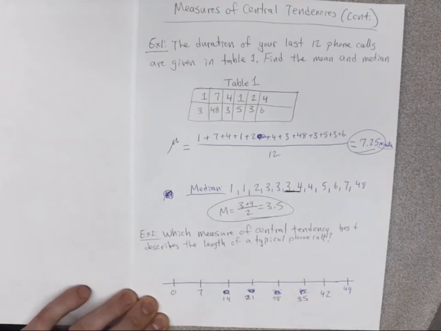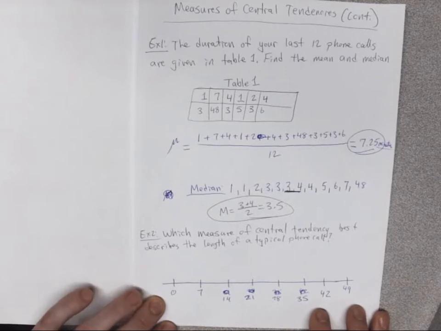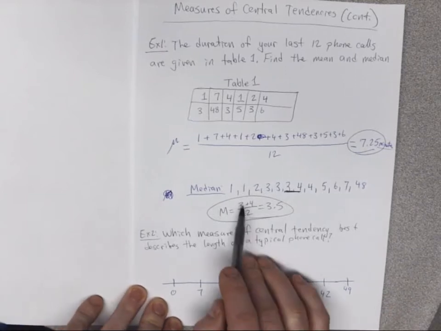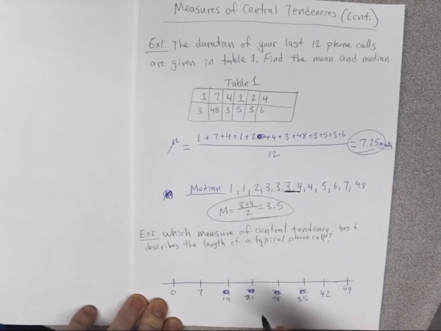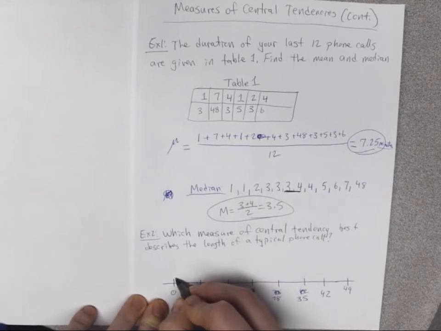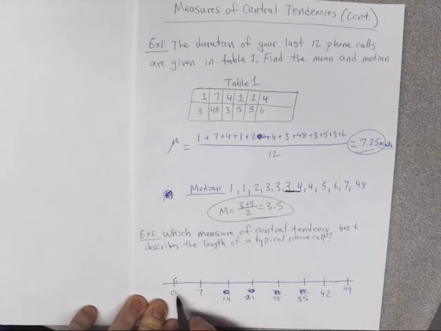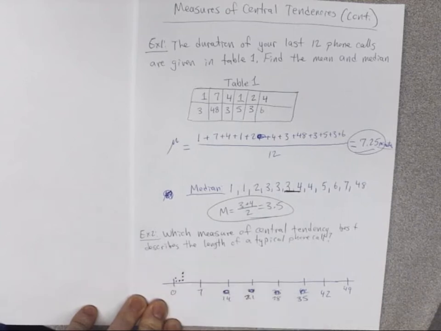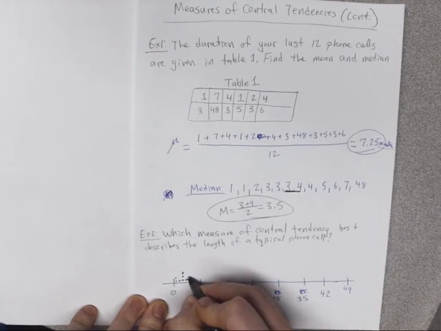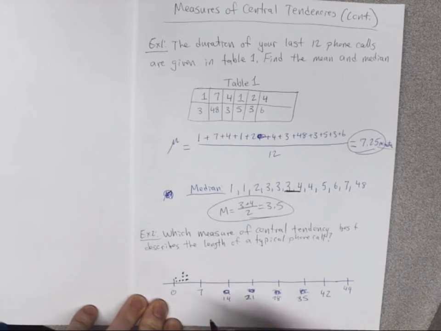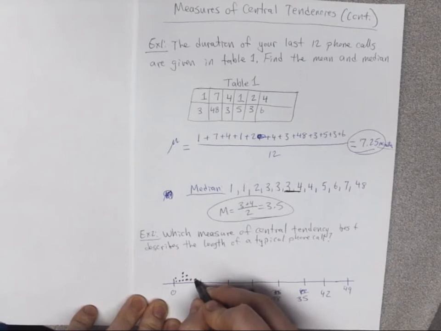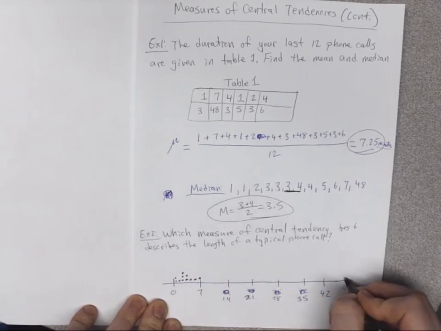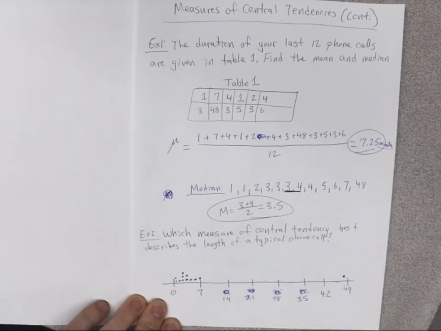And now I'm going to draw dots everywhere a phone call occurred. So I'm going to go based off of this ascending order that I just wrote here. So I have 2 at 1, so just 2 dots here, and then 1 at 2, and then 3 at 3, 1, 2, 3, 2 at 4, 1 at 5, 1 at 6, 1 at 7, and then 1 at 48. Sorry, it's a little small. Should have drawn bigger dots.